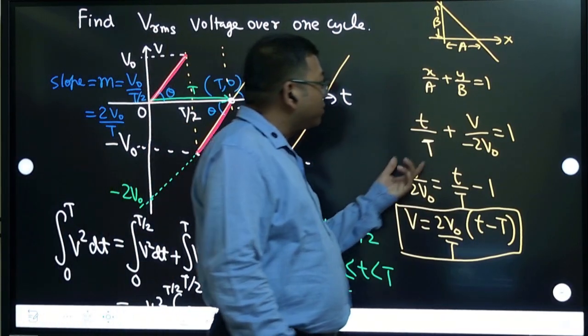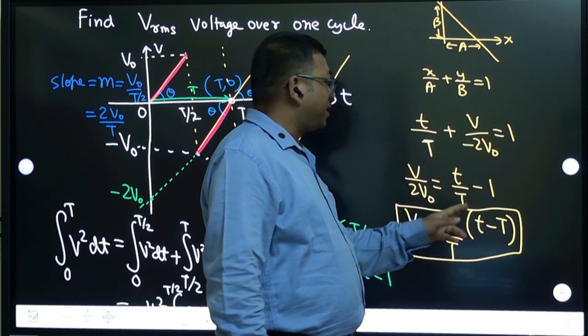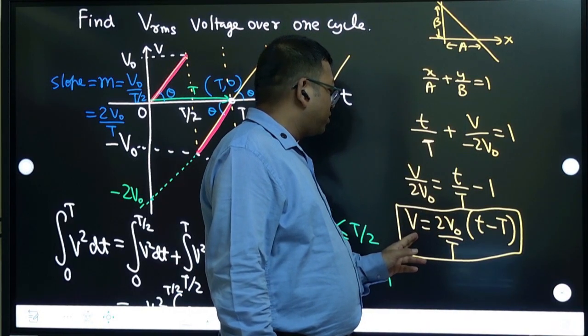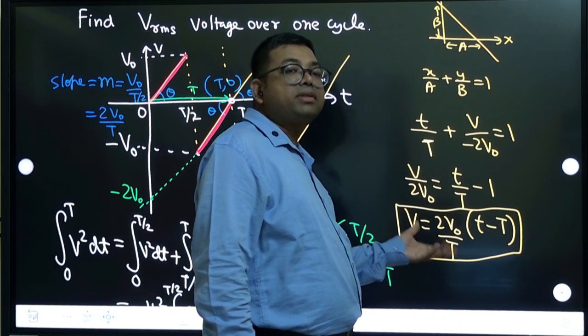Everything is in front of you. So v by 2v naught is t by t minus T, right? So v is equal to 2v naught. T, I have taken LCM, t minus 2. Where is the mistake in this? Tell me.